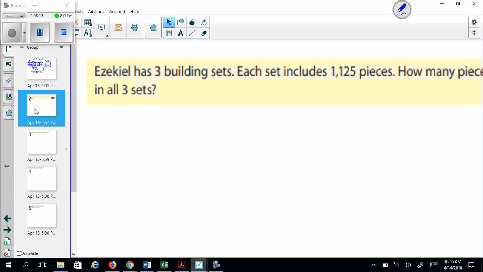Ezekiel has 3 building sets. Each set includes 1,125 pieces. How many pieces are in all 3 sets? Okay, so you need to either use your area model or place value, whichever one you are more comfortable with. So what I want you to do is practice, okay? Go ahead and write it out, either area model or place value, and then when you're done, pause it and come back.